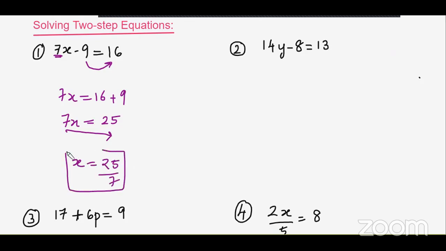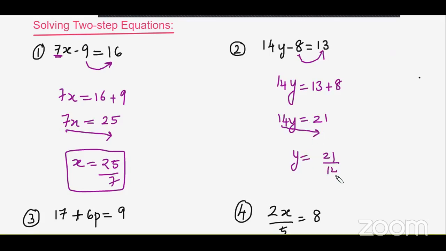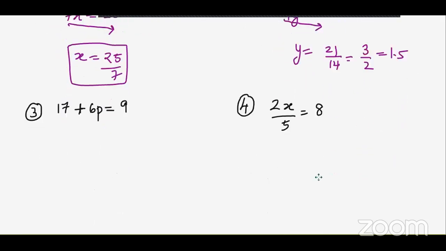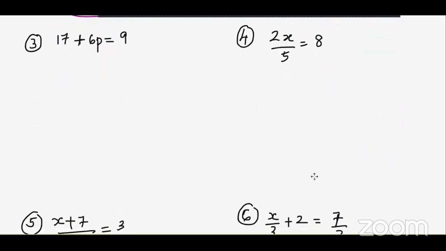Right? In the similar way, 8 is subtracted, so it will go to the other side and it's added. So 13 plus 8, 14y equal to 21. Now 14 is multiplied, so it will go to the other side and it's divided. So 21 upon 14 is 3 over 2, which can be written as 3 over 2 or simplified further as a decimal. Okay.